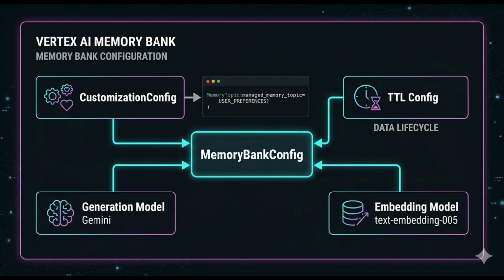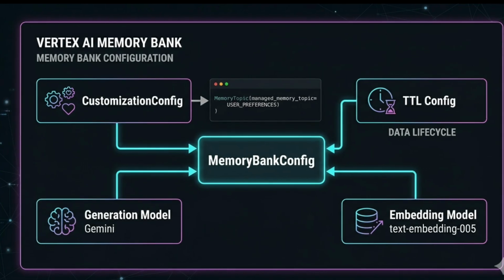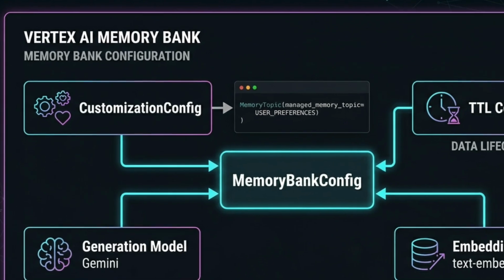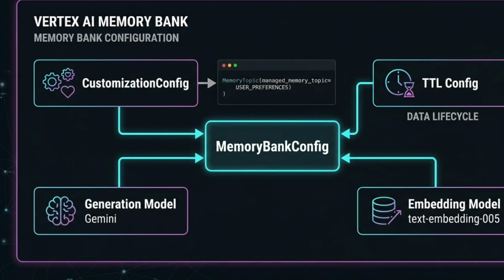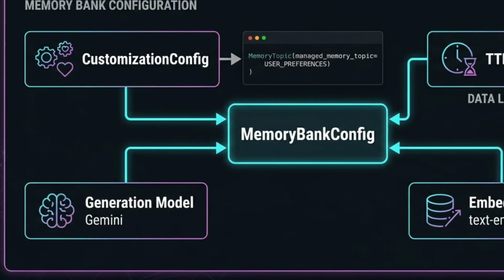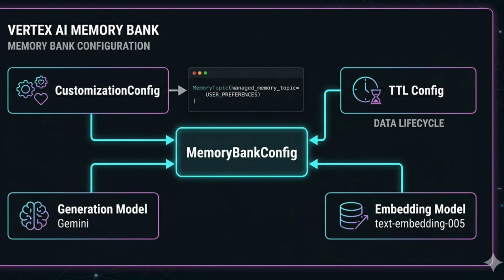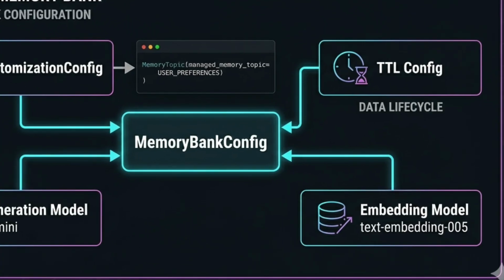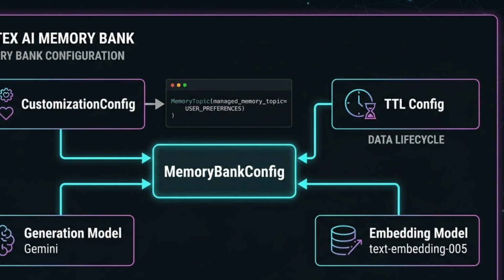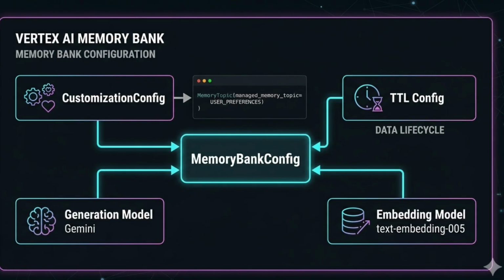At the core of the system is MemoryBankConfig. This defines how memory is created, stored, retrieved, and expired. There are four main components. Customization controls what gets remembered. Generation defines how conversations are turned into memory. Similarity search enables retrieval using embeddings. And TTL controls how long memory lives.